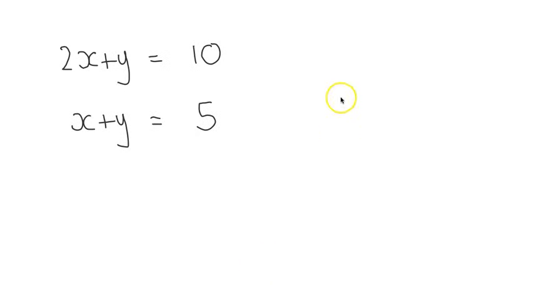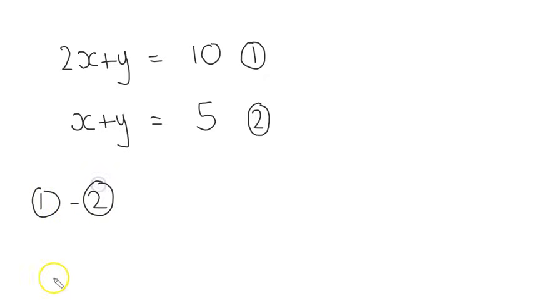Let's look at another question here. So again, we've got two simultaneous equations, and so we have 2x plus y is 10 and we have x plus y is 5. Now in the previous example we actually added equations 1 and 2, but in this case we're actually going to take them away. So let's do that. So we're going to do 1 minus 2 in this case.